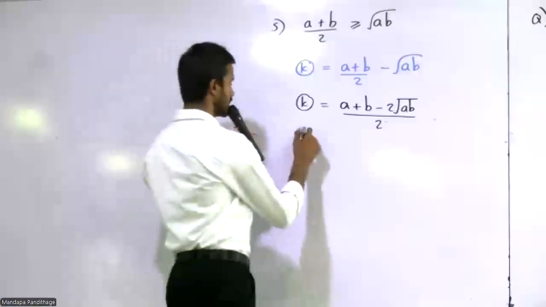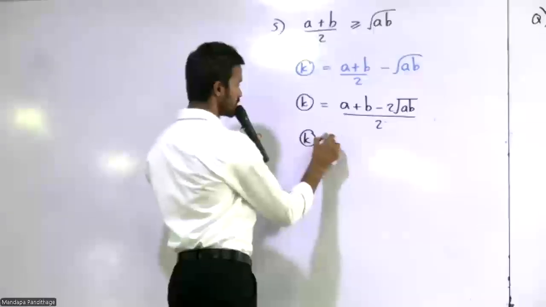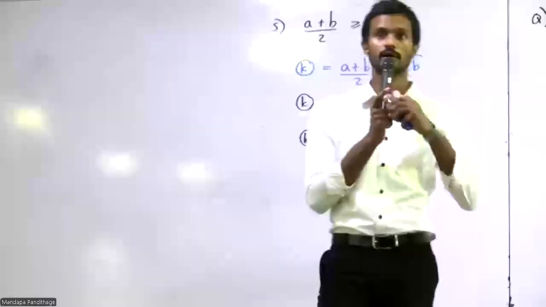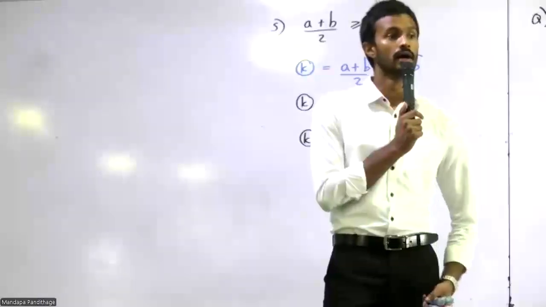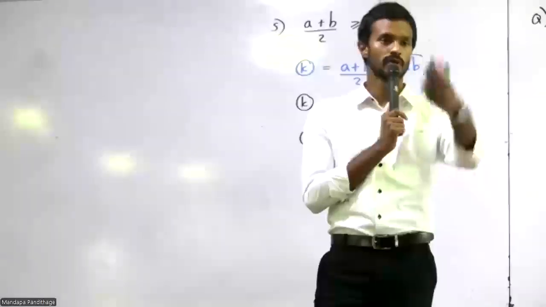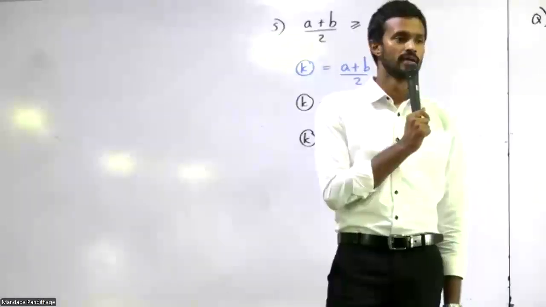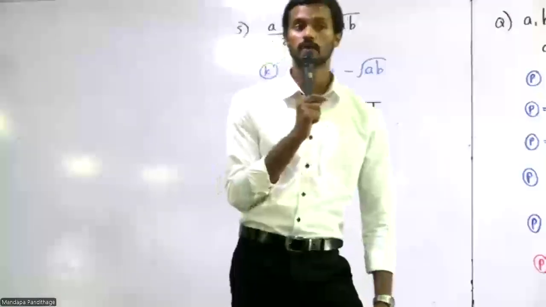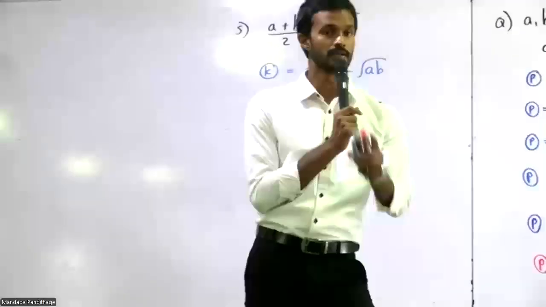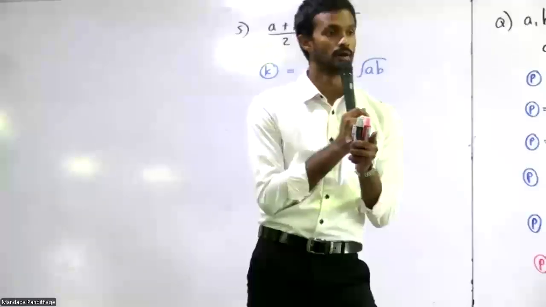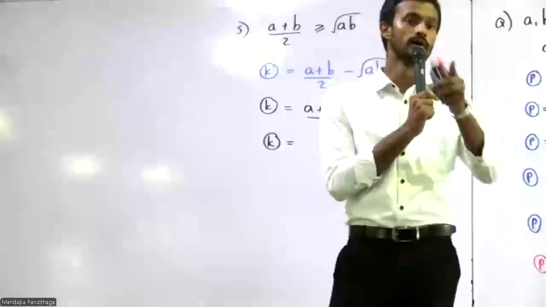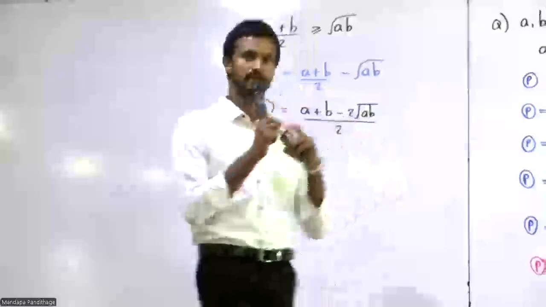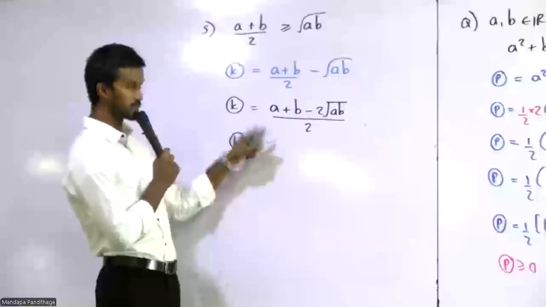Okay, I have k. Now tell me, if I ask you to write 9 as a square, how can you write 9 as a square? It's 3 squared. If I ask you to write 4 as a square, how can you write it? 2 squared. If I ask you to write 5 as a square, how can you write 5 as a square? We learned this. 5 can be written as the square of root 5. Remember, I told you, any number can be written as a square using its root.